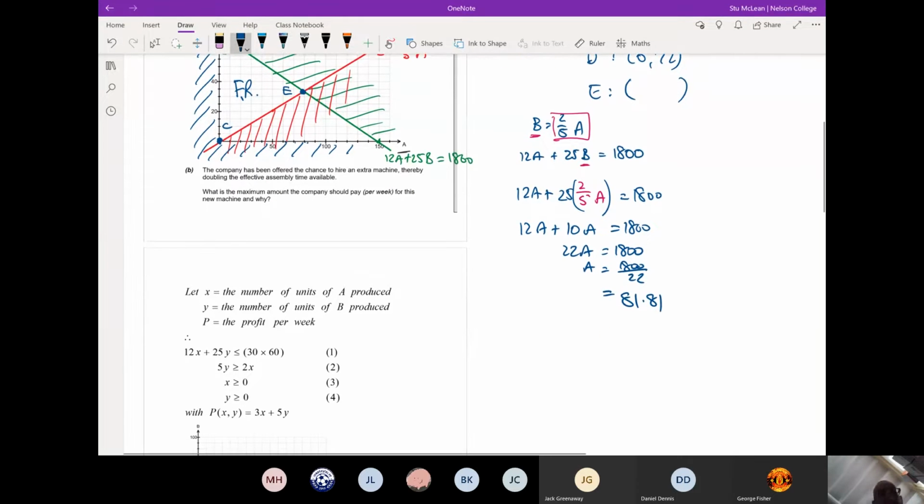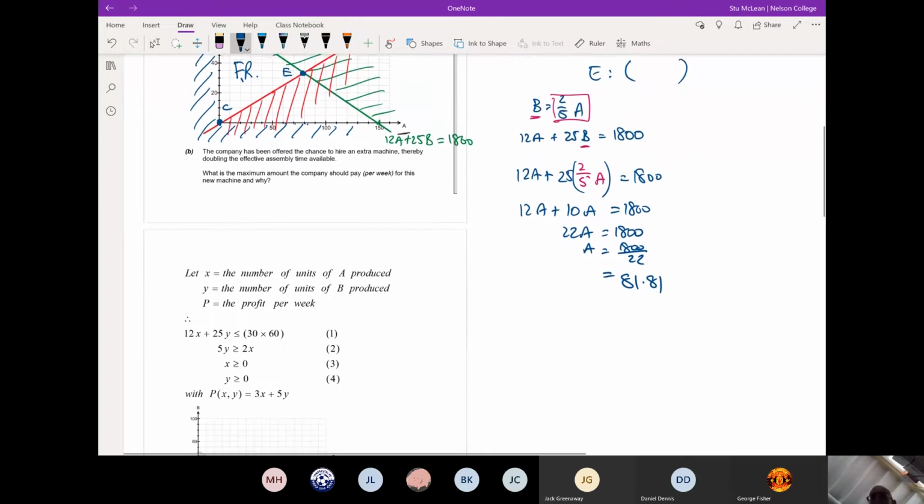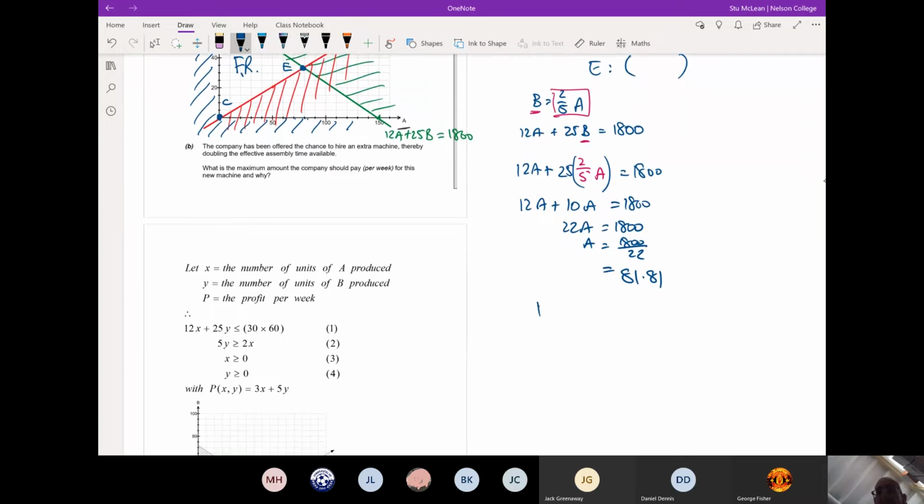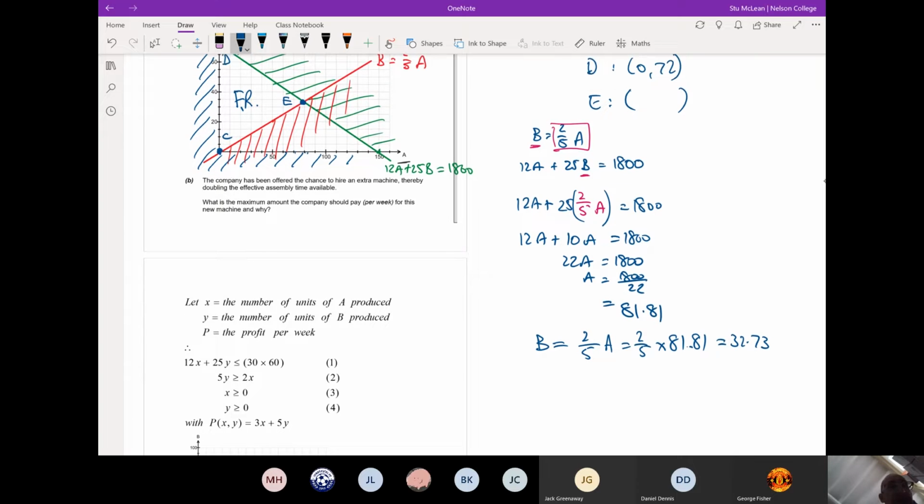So I'm comfortable with that. Now let's check B at that point. B must be 2/5 of A, which is 2/5 of 81.81. I haven't cleared my calculator, so I've still got all those extra decimal places in there. And 2/5 of that is 32.73 with a bit of rounding. And it looks like it's around 32.73 as well.